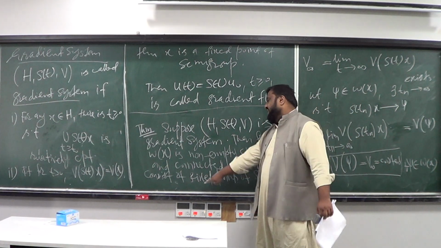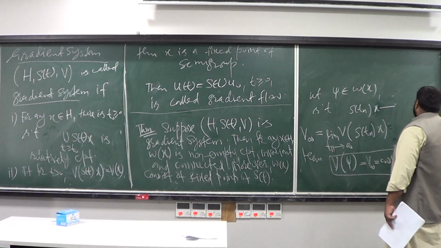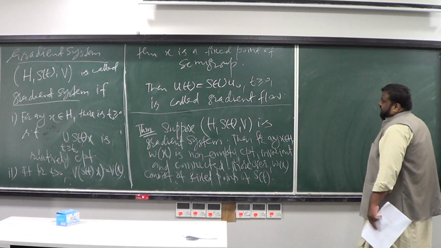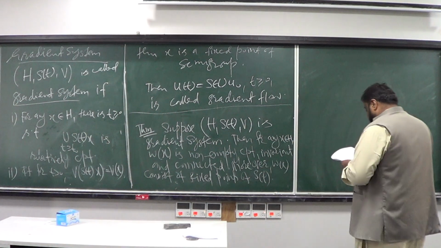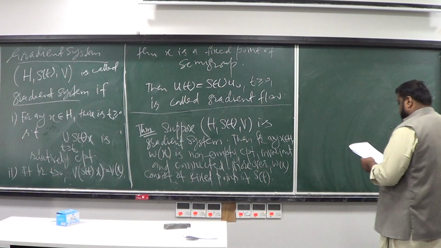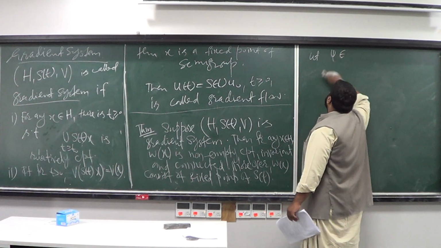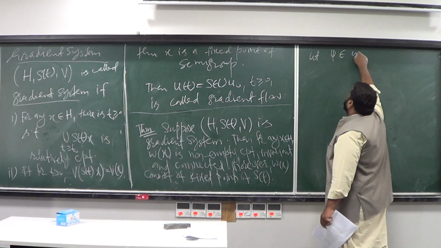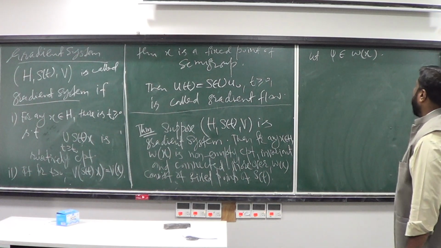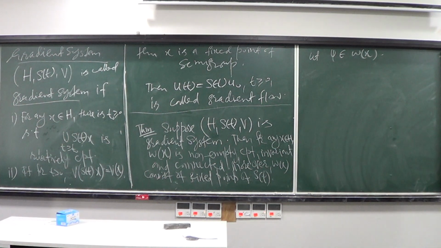So I don't need to prove the first part. I'll just show the last part, that the elements of omega of x are the fixed points of the semigroup. It's not difficult to show, just a one-liner. So let's take, say, psi from omega of x. Okay? And I want to show that this psi is a fixed point of the semigroup.